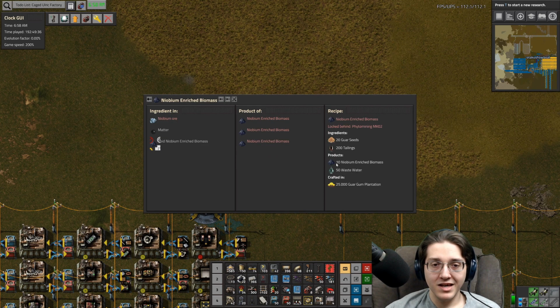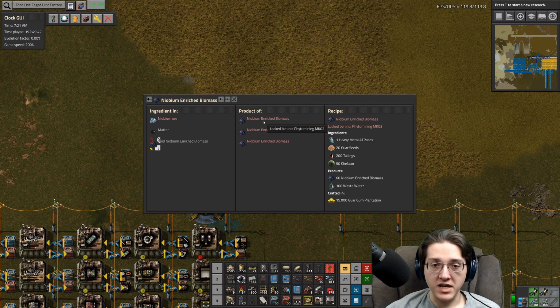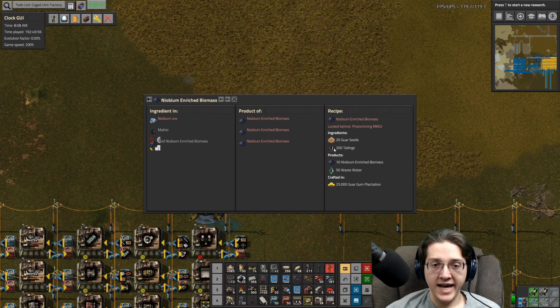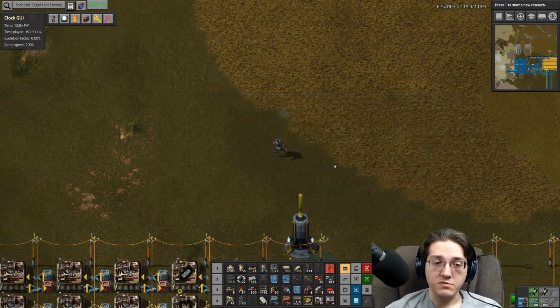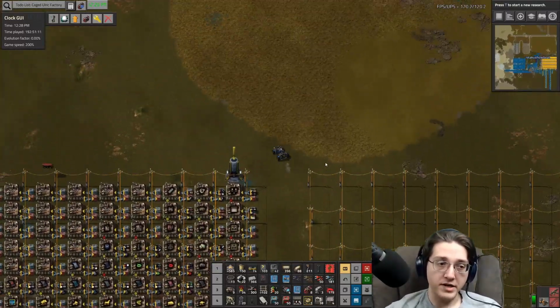Basically, you grow things. Looks like in this case it'll be guar for making niobium. So you'll grow guar, process the seeds, add tailings to get niobium-enriched biomass. And it looks like this process is actually done in the guar gum plantation. This will give you a source of wastewater for all of the phyto mining process, a source of wastewater for urea, and then you get the biomass that you can process into the actual ore by adding steam. It's a neat, cool process, and I want to explore it at scale at some point.